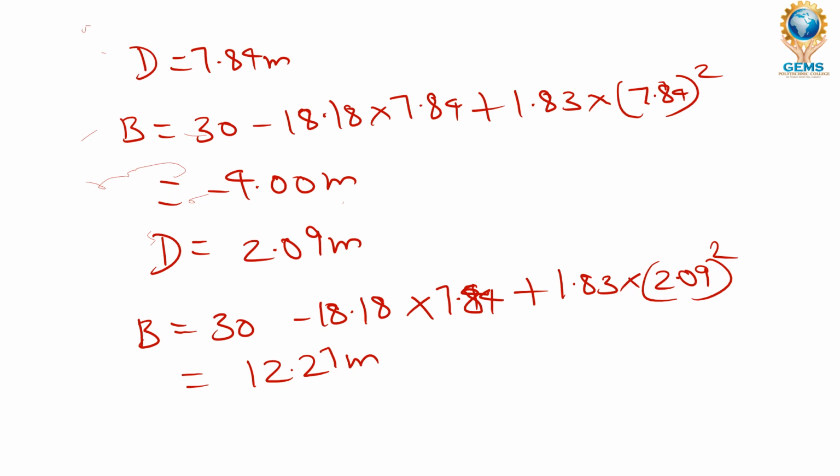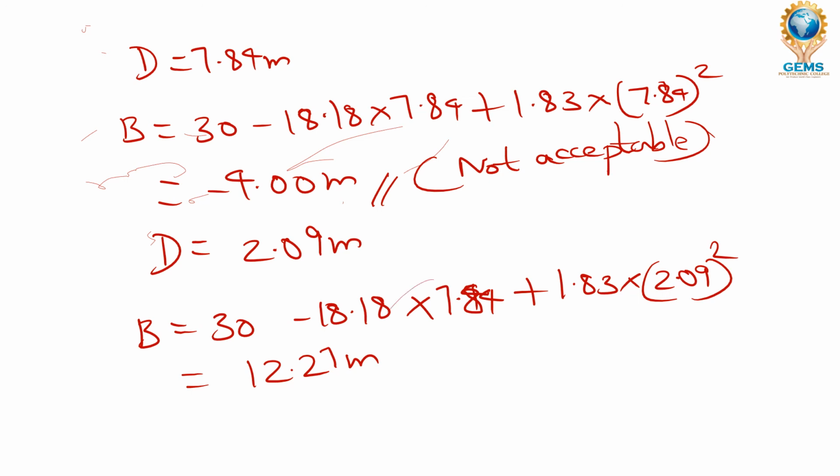You can see clearly the 4.0 meter is not acceptable since it has a minus sign. You cannot design the canal by using minus values. So the plus value that I have mentioned here is acceptable, and you are going to use this.